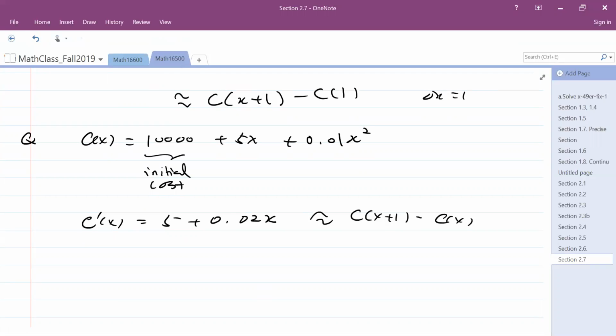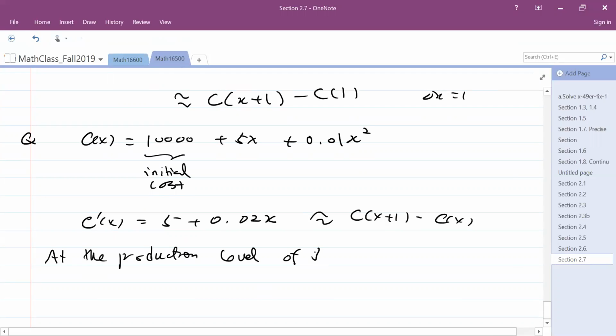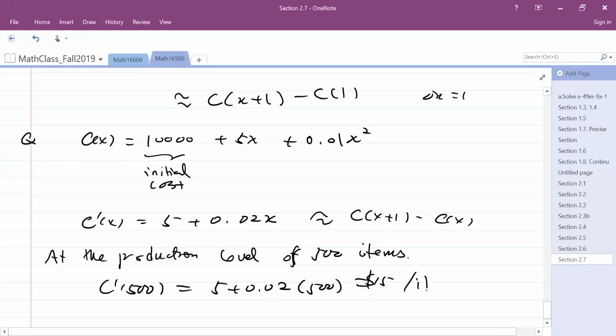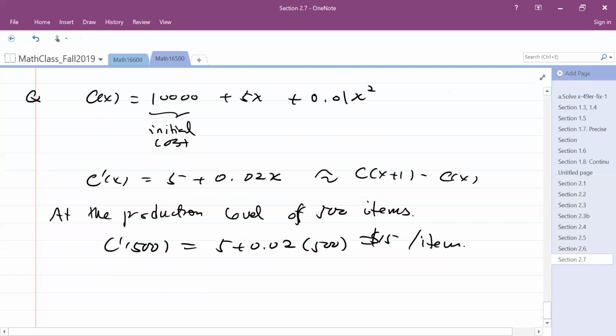At the production level of 500 items, C prime of 500 equals, it's another small number actually, 15. So actually, you have to pay $15 for an additional item. And then think about that: should you do that or not? Maybe you find out it's not worth it. Then you stop that.